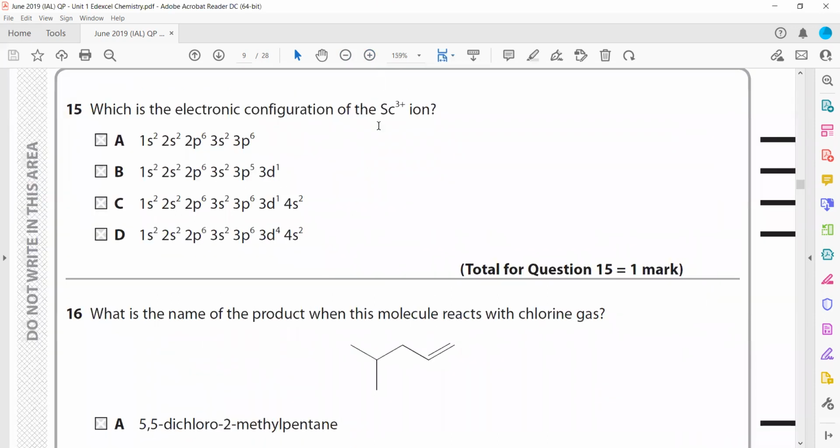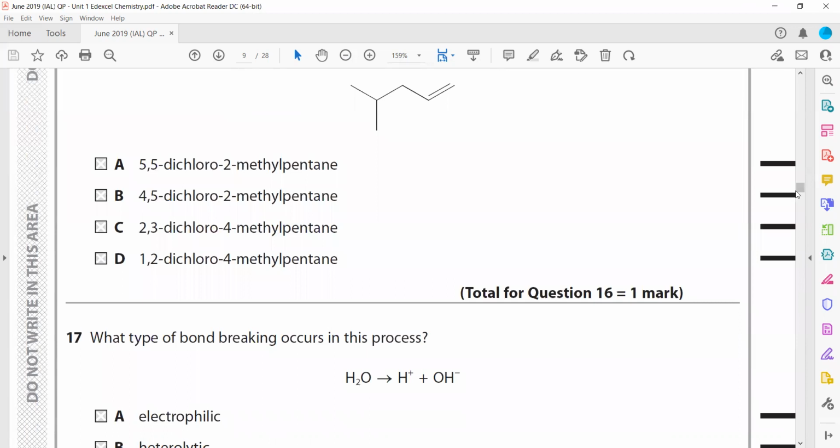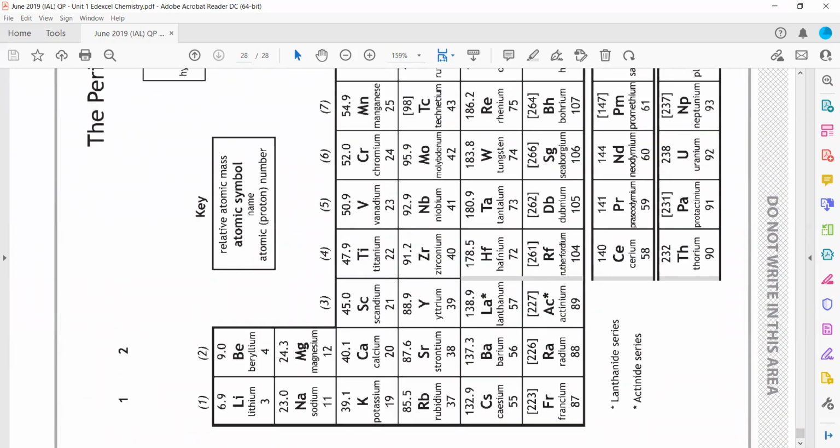In question 15, which is the electronic configuration for scandium? So for scandium, you have to check the scandium plus 3 ion. So you have to check the periodic table. Scandium is 21.